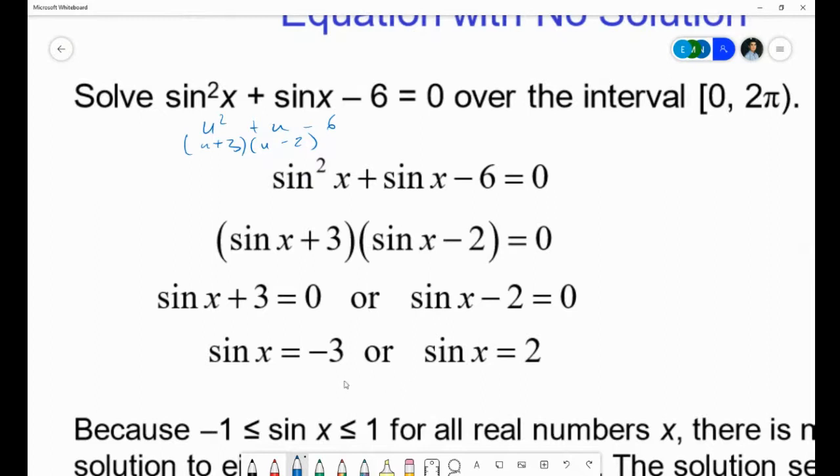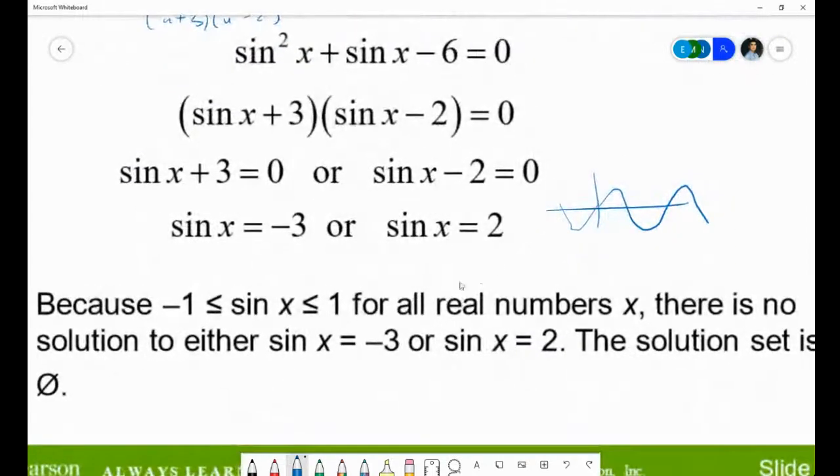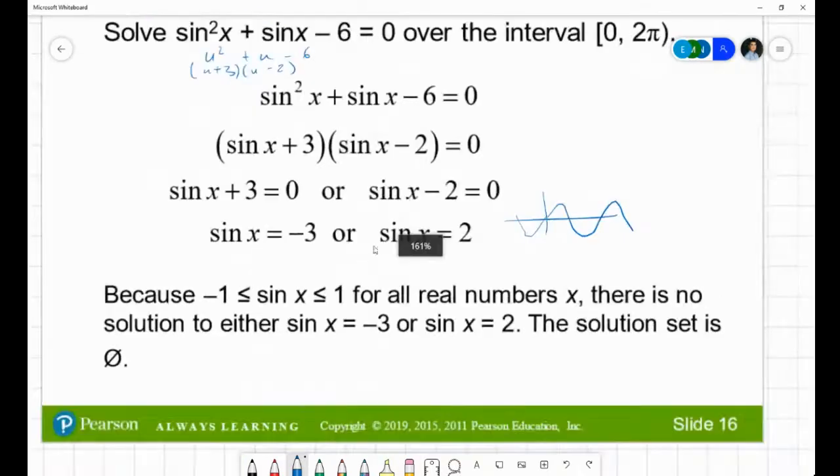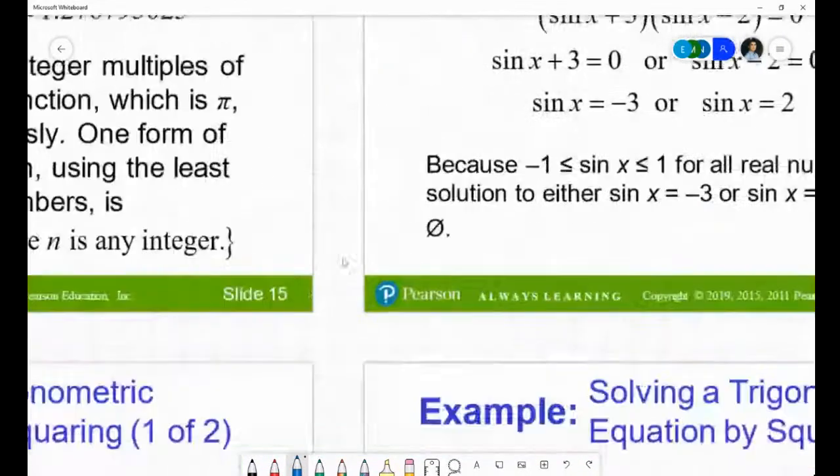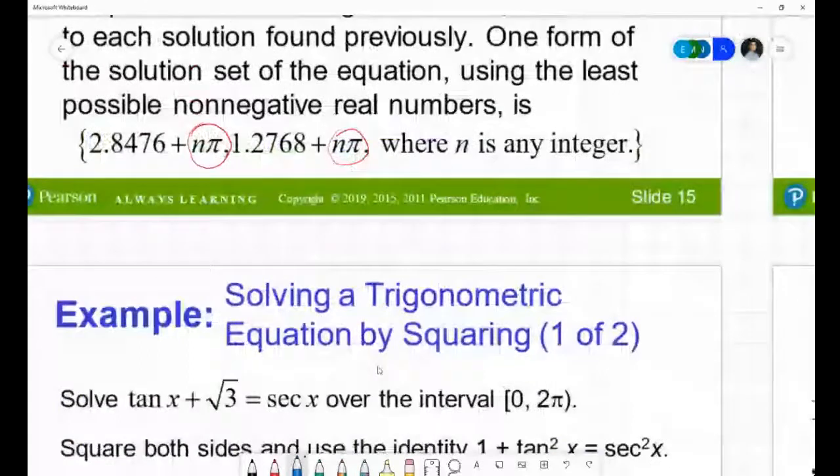Now remember that sine only fluctuates between negative 1 and 1. So you can see here that since we have sine x is negative 3 and sine x is 2, we are outside of that range. Therefore, we don't have a solution for this. So this is no solution, or the empty set, as your solution. Okay, is that what you got? Yes, that's what I got. Great. Okay, try this one.